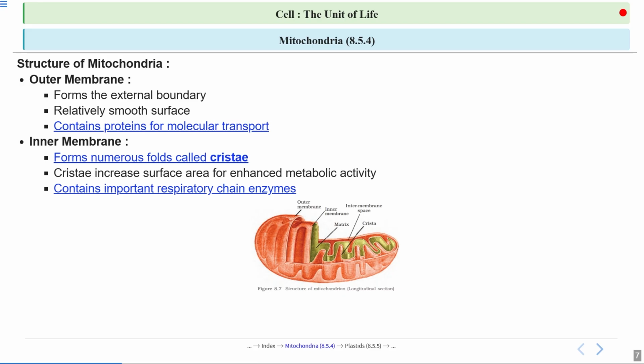So this is the structure of the mitochondria. You can see this is the outer membrane, this is the inner membrane, and these are the cristae. These are, you can say, infoldings of the inner membrane. These cristae consist of the enzymes, and various complexes are present here which are involved in respiration.